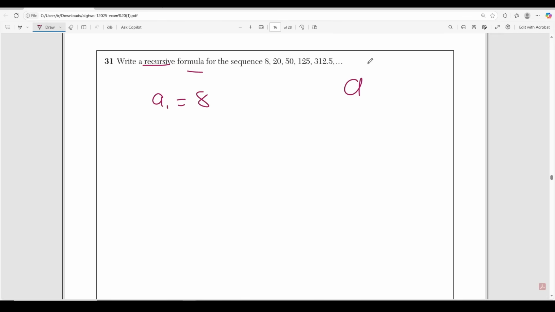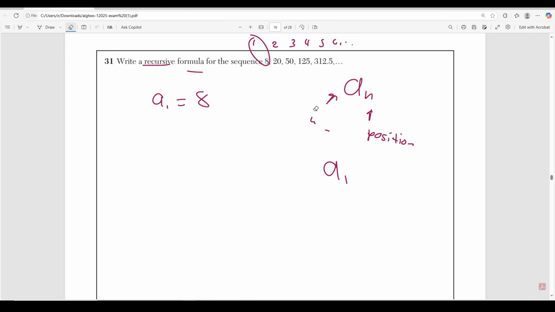If you're confused about this notation, a of n, a is the amount, okay? And n is the position. So a of n is the amount at a certain position. Every function starts at position 1, then it goes 2, 3, 4, 5, and 6, and so on, right? So this 8 is the first term, so its position is 1. If you find the amount at position 1, it's just the value at position 1, which is 8, okay? And essentially a formula is going to tell you the amount at any position based on a rule.